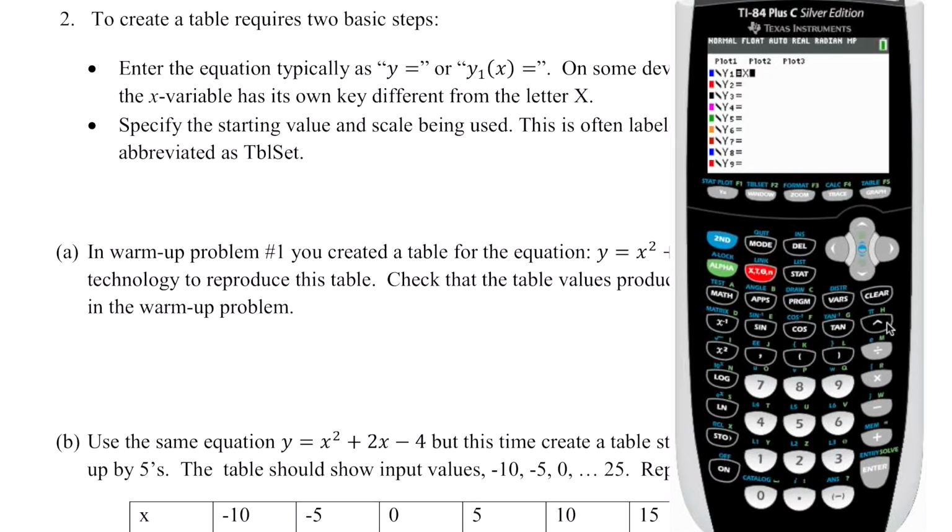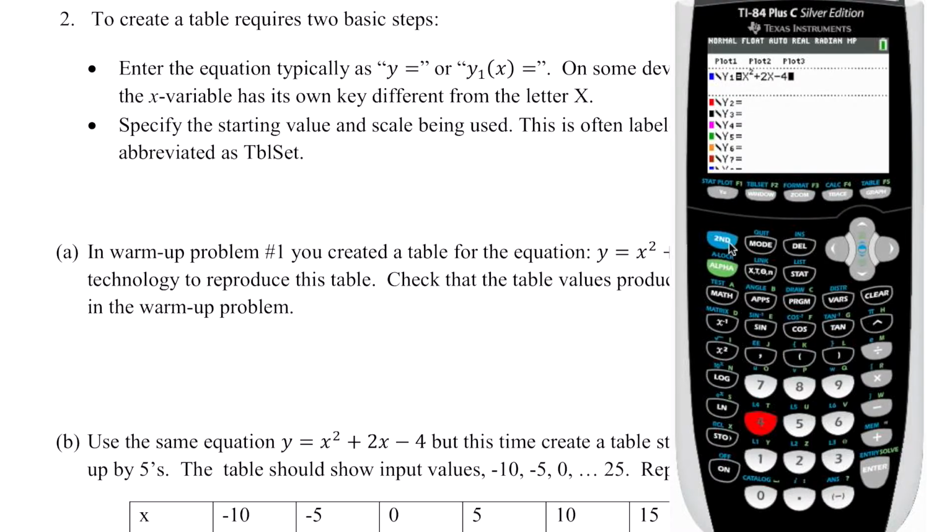And then we want to square it. You can use this to get an exponent and then type in a 2, or you can use the shortcut key here, which is just type in that squared button. Then we're going to want to hit plus, and then we have 2x minus 4. And then once we're done, let's go ahead and look at our table.